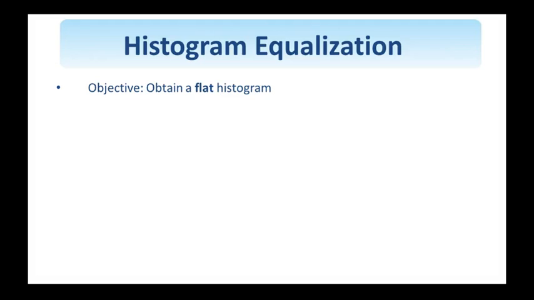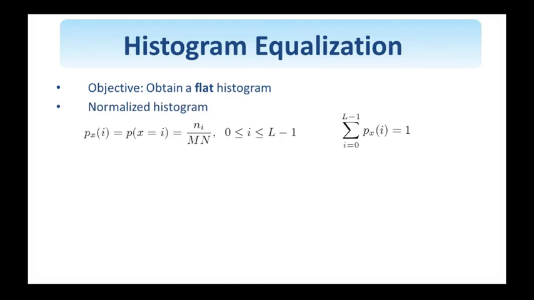Here are the algorithmic steps we have to take towards this objective. The first step is to normalize the histogram. By doing so, as already mentioned, the values of the histogram become probabilities. I changed the notation slightly here. So P_x(I) is the probability that the intensity x is equal to I, and this is equal to the number of pixels that have intensity I divided by the total number of pixels in the image, m times n.